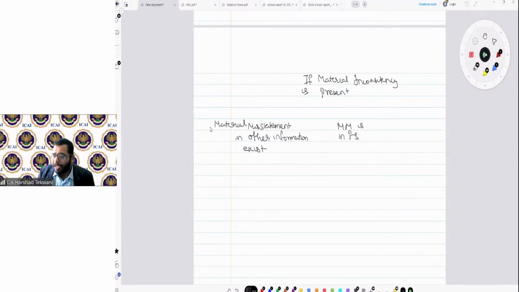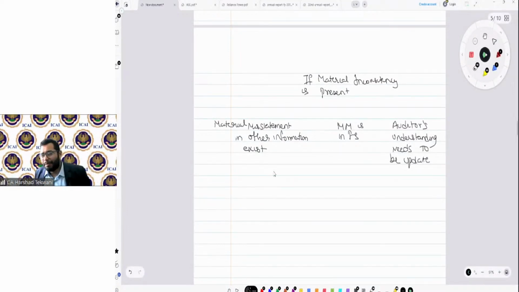Or I could say there was a situation where the auditor's understanding needs to be updated. Now, why this area? Because I'm not only comparing other information with the financial statement, but I'm comparing other information with my auditor's knowledge about the entity also.